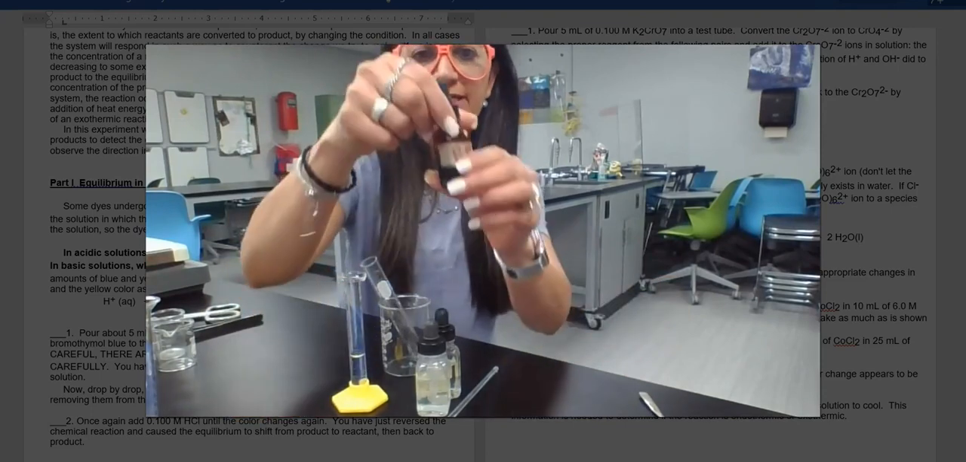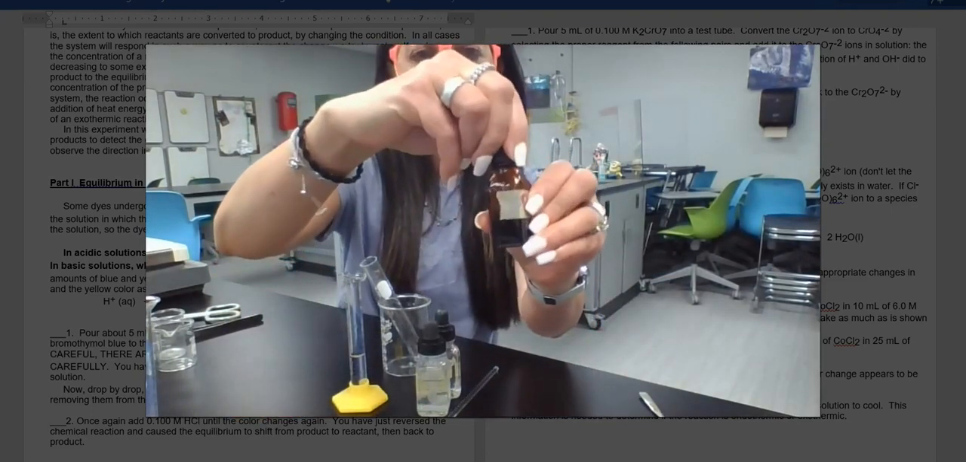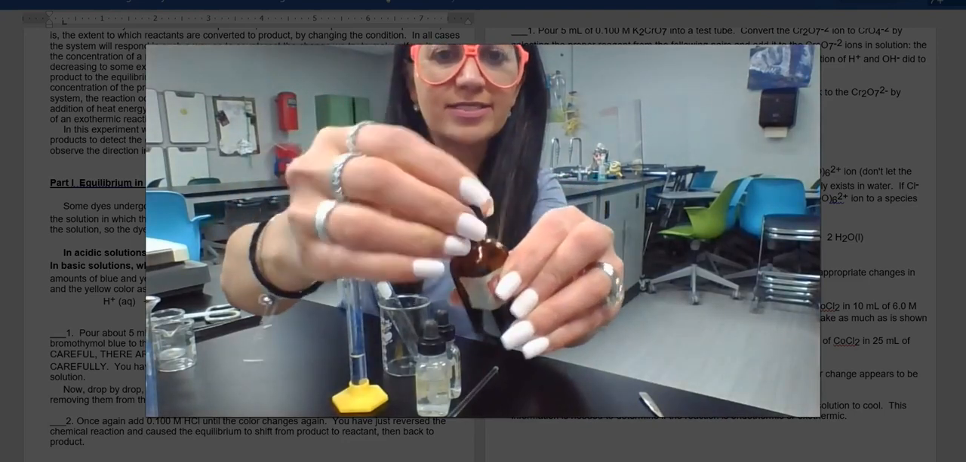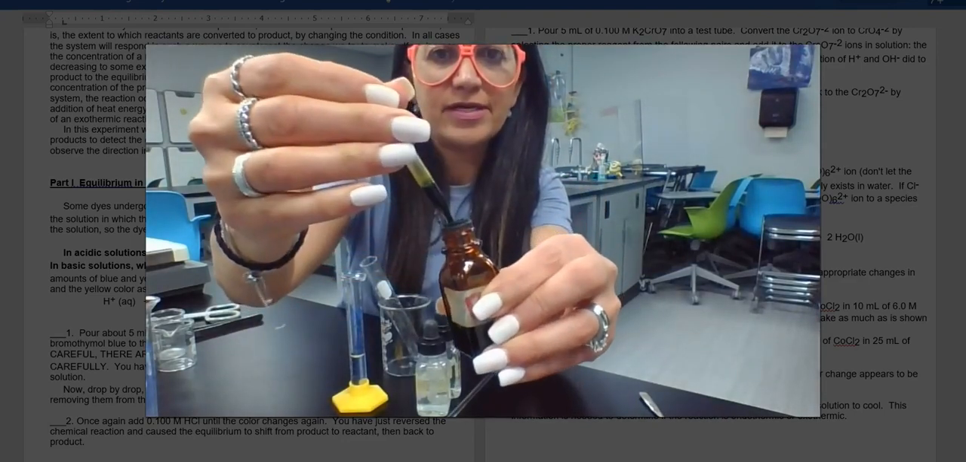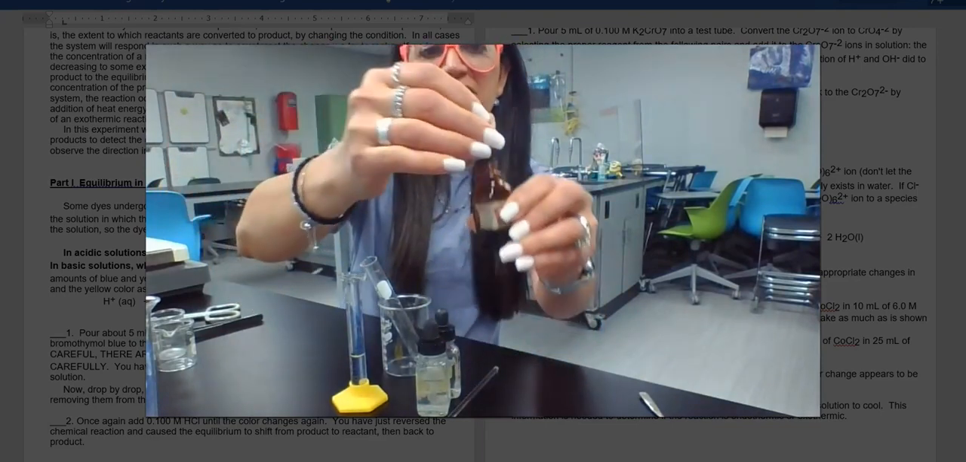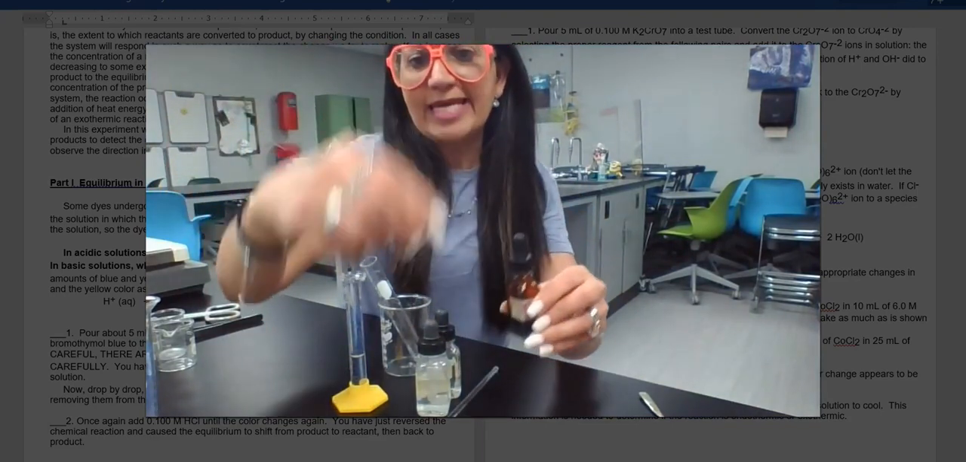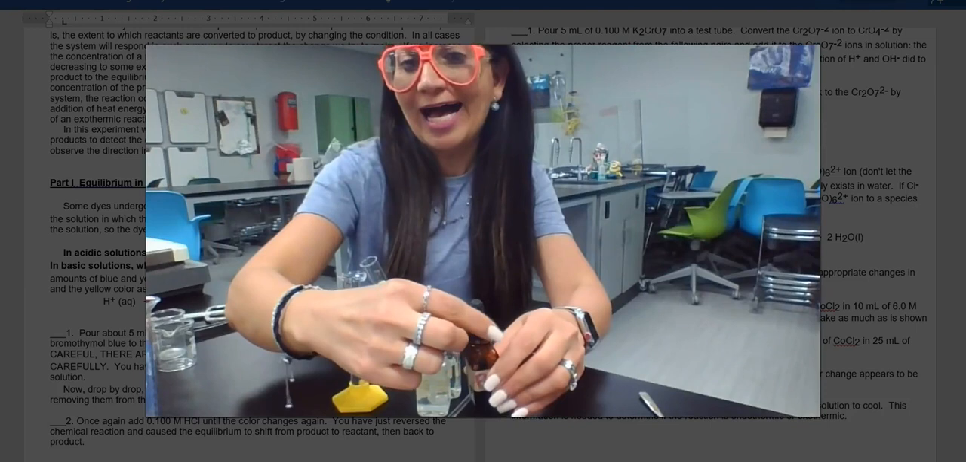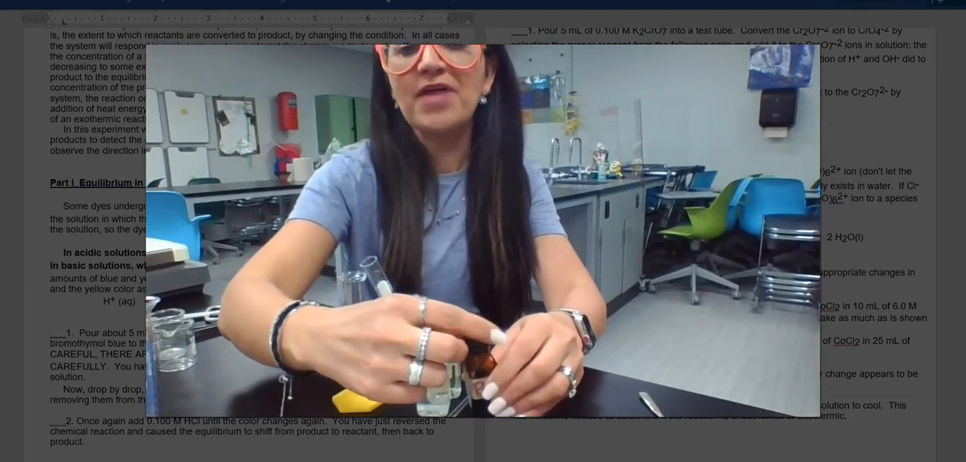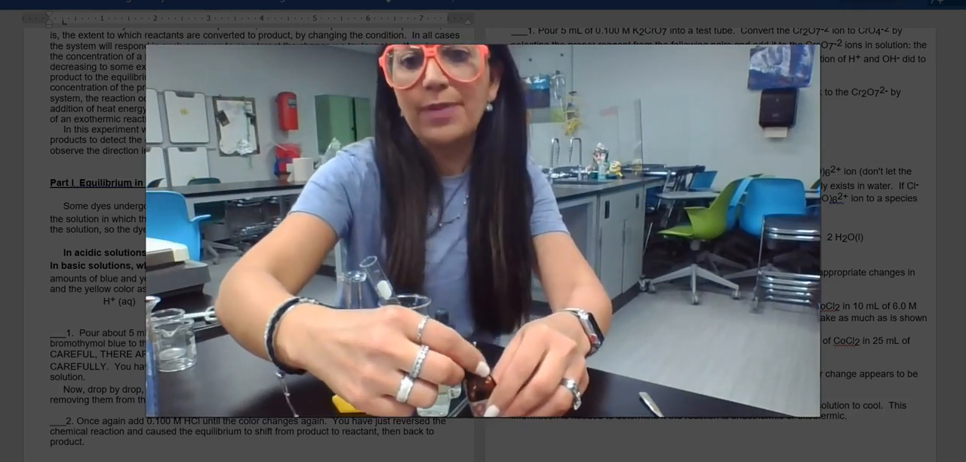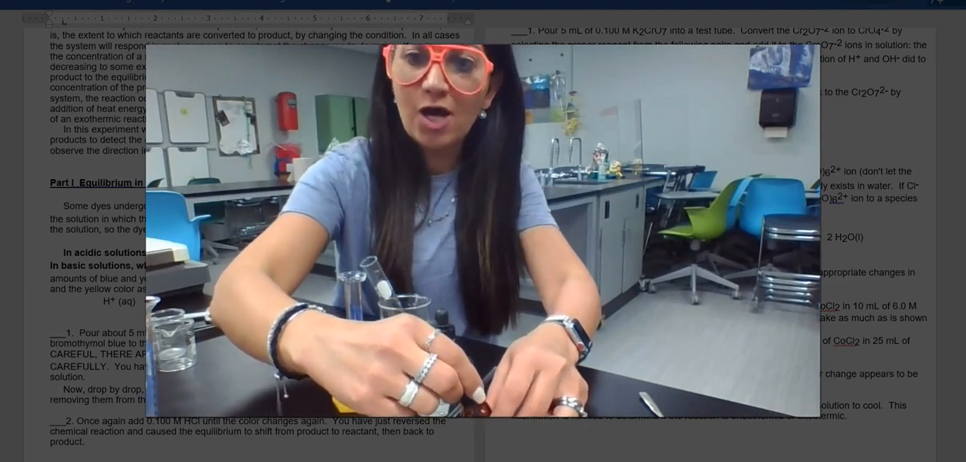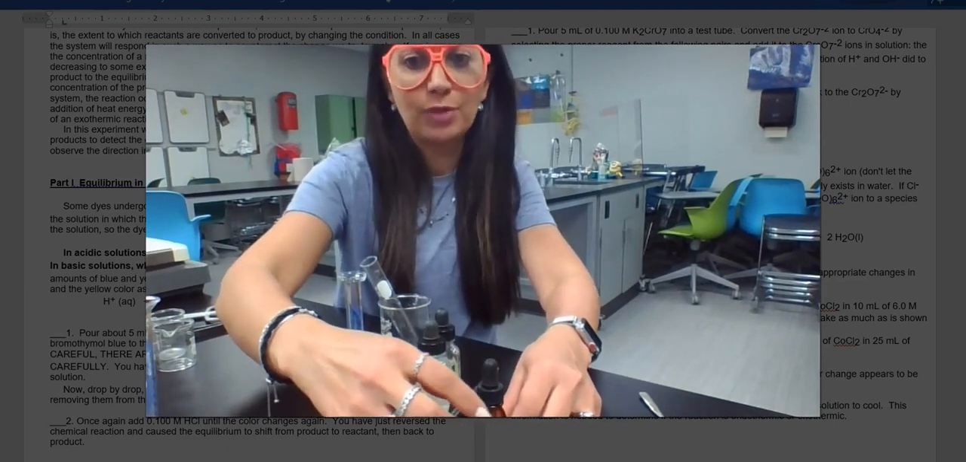And so what we have here is bromothymol blue inside of this container, and you can see there is my bromothymol blue. Okay, so it says, in acidic solutions at relatively high hydrogen concentrations, bromothymol blue is actually yellow. In basic solutions where the H+ is low, bromothymol blue is blue.